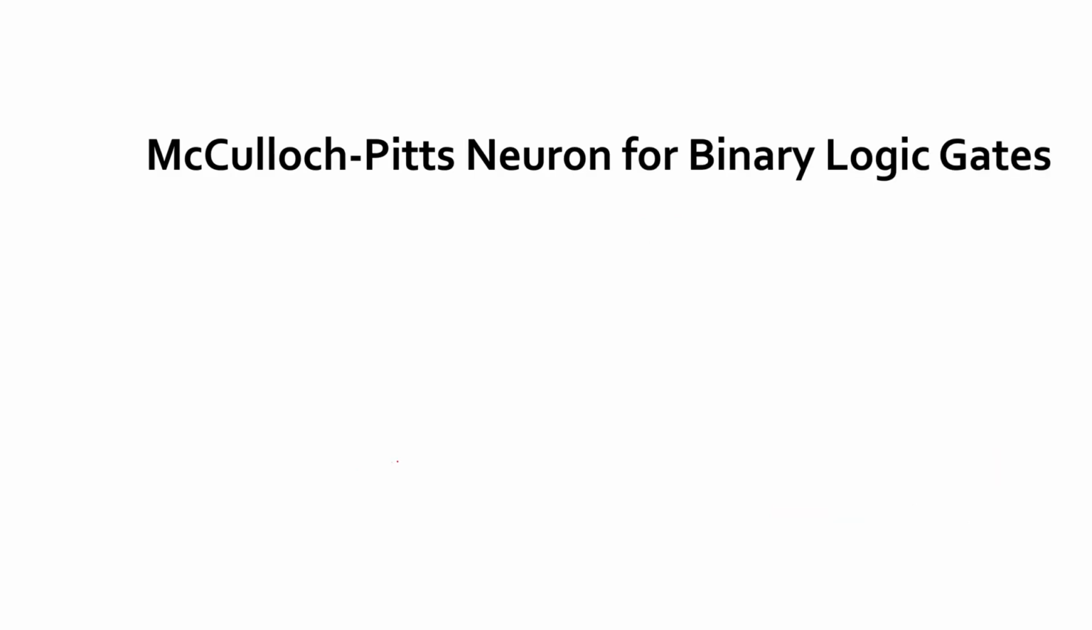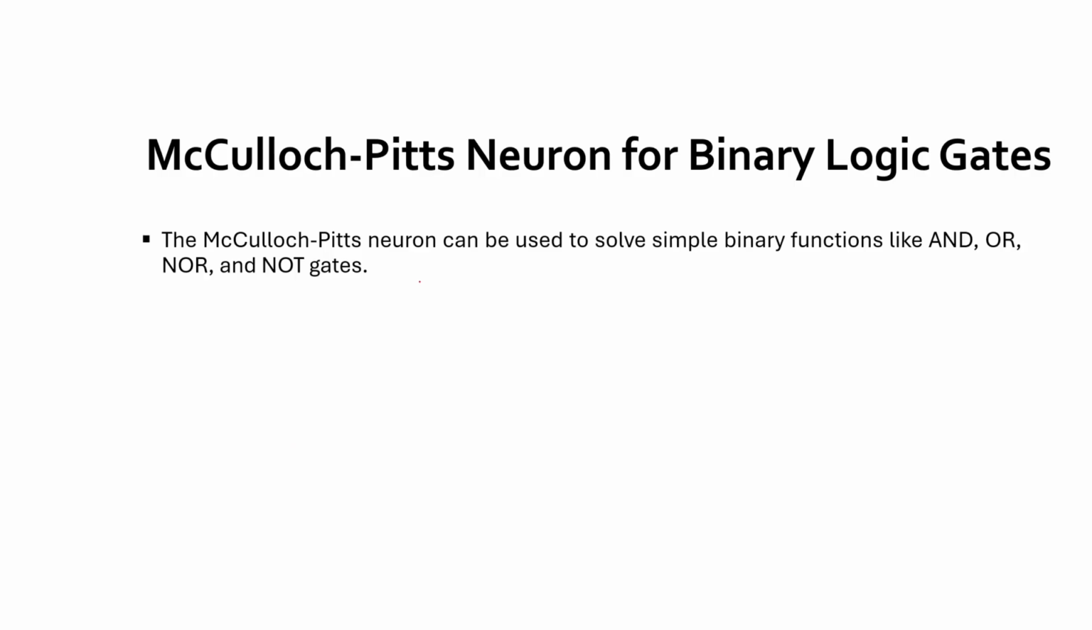The McCulloch-Pitts neuron can be used to solve simple binary functions such as the AND gate, OR gate, NOR gate, and NOT gate, which we will see in today's lecture. First of all, let's see how the McCulloch-Pitts neuron can be used to solve the AND gate problem.